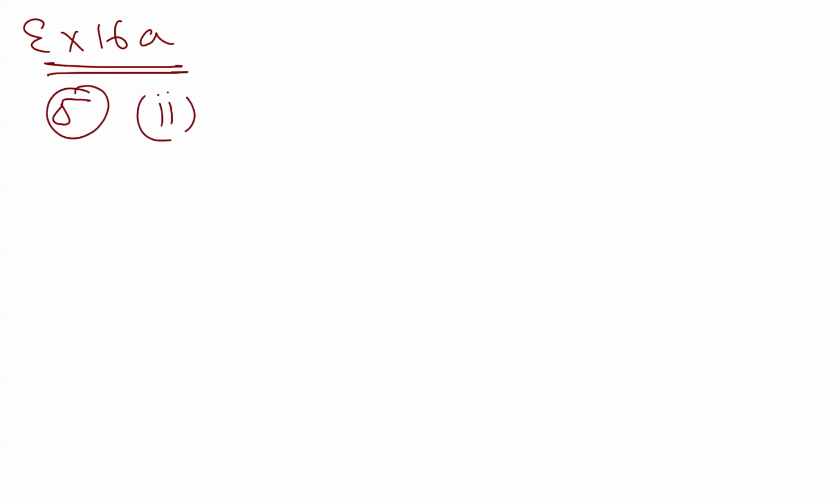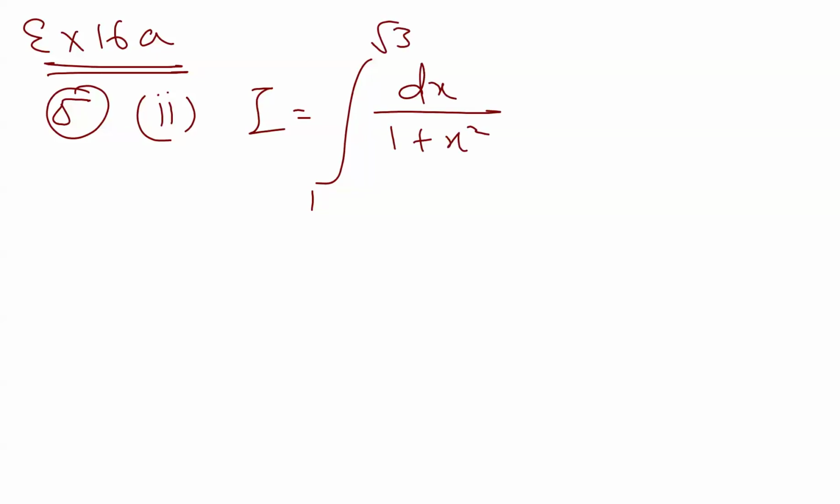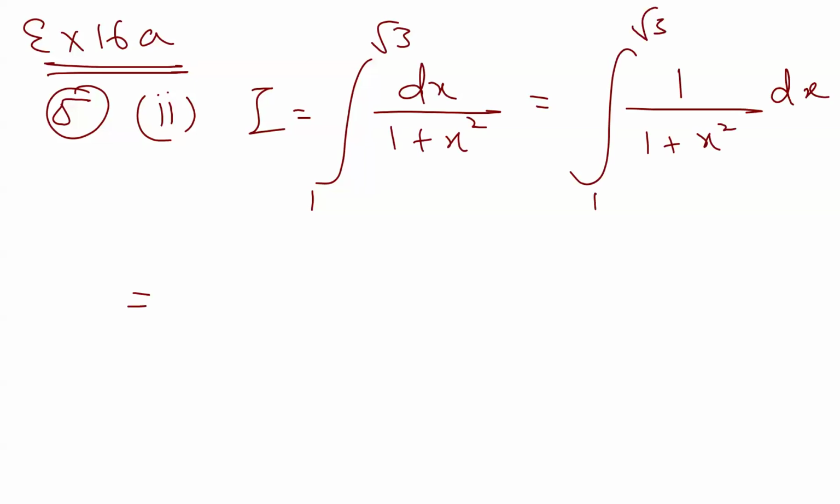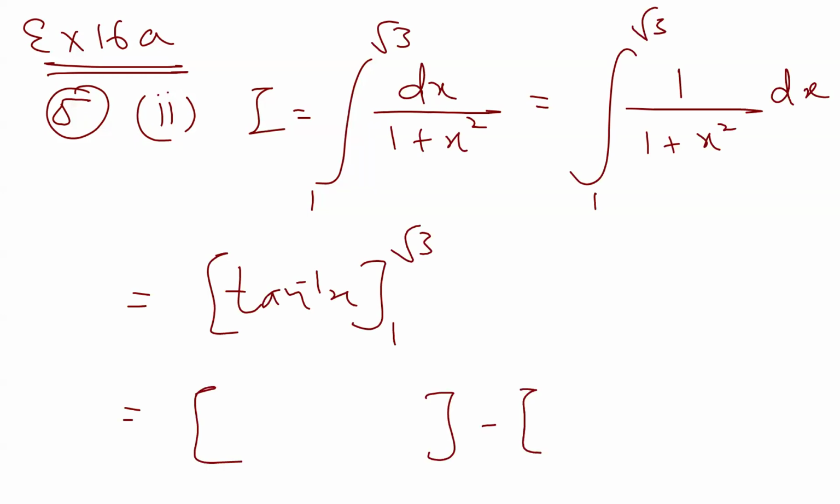Integration of 1 to root 3, dx upon 1 plus x square. So this is equal to the integration of 1 upon 1 plus x square dx, from 1 to root 3. So this is equal to tan inverse x, between root 3 and 1. Box minus box. Wherever there is x, put the upper limit, root 3. And wherever there is x, put the lower limit, that is 1. This we have discussed in the first session.